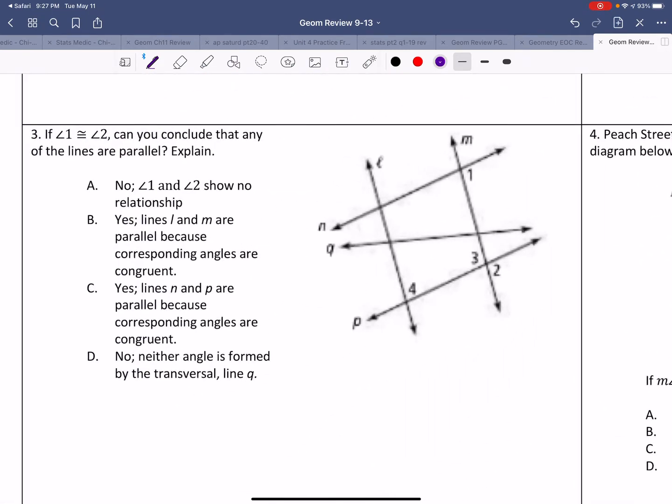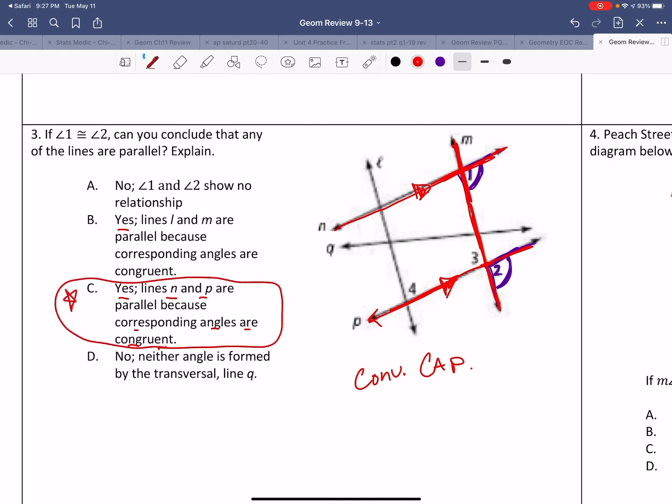Question 3. If angles 1 and 2 are congruent, can you conclude that any of these lines are parallel? So if 1 and 2 are congruent, then that locks in this angle, and it locks in that angle. If we extend the lines formed by this angle, this helps us see the lines we need to see. If those angles are forced to be equal, then it forces these two lines to be parallel, using the converse corresponding angle postulate. So let's see if our answer is here. Could you conclude these lines are parallel? I'm looking for a yes, because N and P would be parallel because the corresponding angles are congruent. Yes, I like it. This is the answer we want.